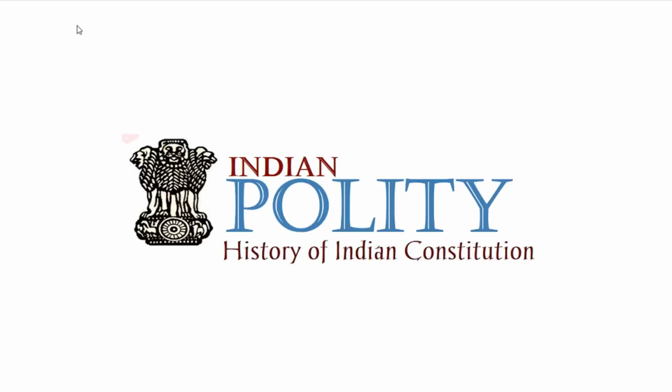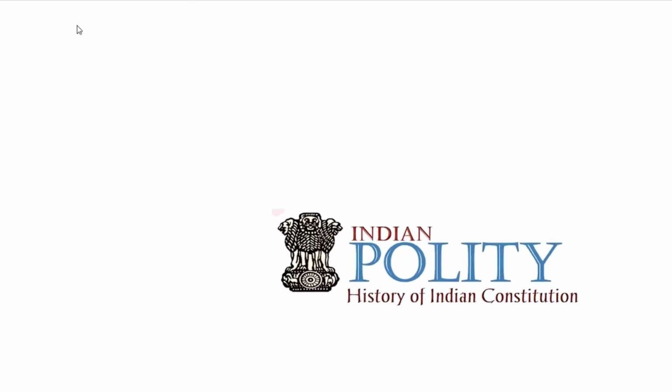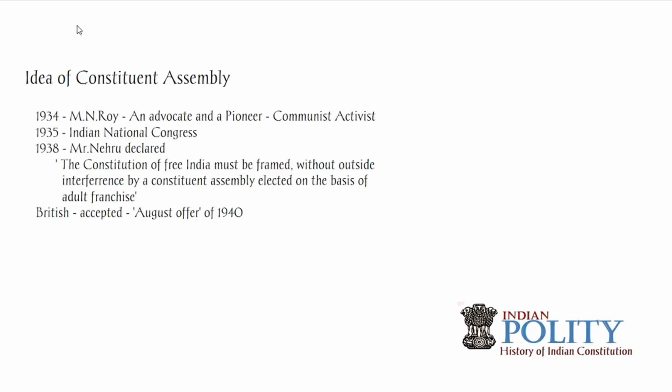The history of the Indian Constitution goes back to the Crown Rule. In 1934, the idea of the Constituent Assembly was put forward by Mr. M.N. Roy, an advocate of radical democratism and a pioneer of the communist movement. In 1935, the Indian National Congress officially demanded a Constituent Assembly to be framed.